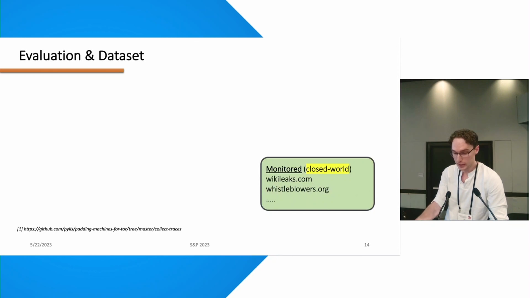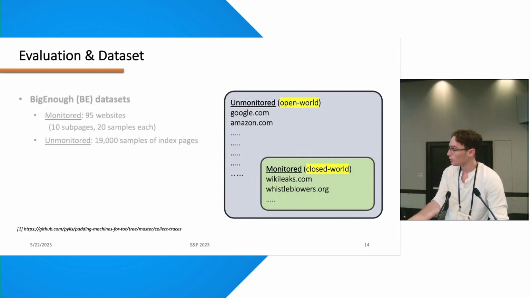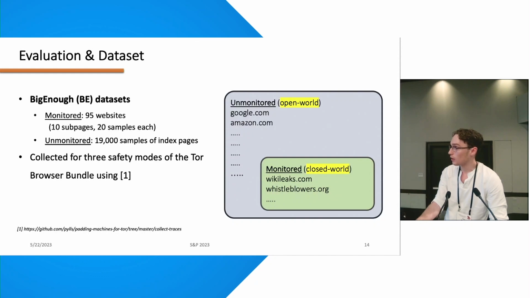So website fingerprinting is evaluated under two settings. In the closed world setting, the model is trained to predict sites within a constrained set of monitored sites. A more realistic setting is the open world setting, in which the model is evaluated on its ability to discriminate between the monitored set and all other websites. To evaluate this, we collected a new data set. We call it the BigEnough data set. The data set contains 95 websites in the monitored set and 19,000 samples in the unmonitored set. We collected this data set across 3 different security modes in Tor. And we also collected a separate TrafficSliver data set to evaluate that defense.